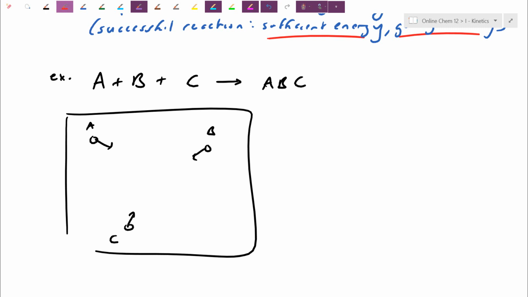First thing is, I can have 2 particles collide. A might collide with B, but if there's no C, no reaction. B might collide with C, but no A, no reaction. So I may have a bunch of 2-particle collisions. Those are all really likely.